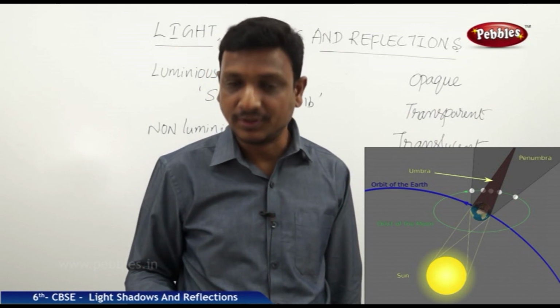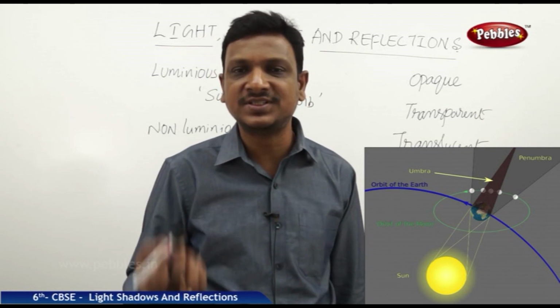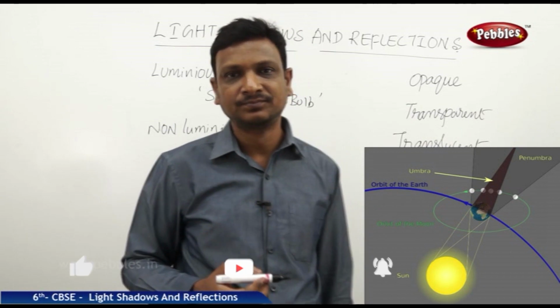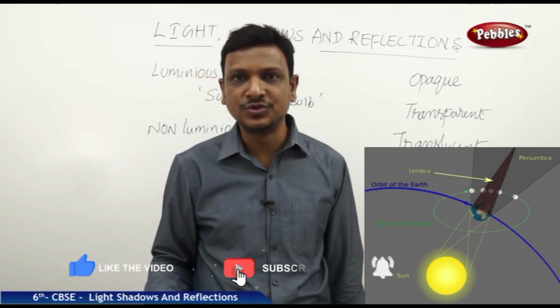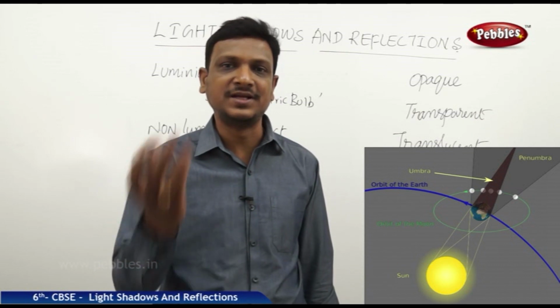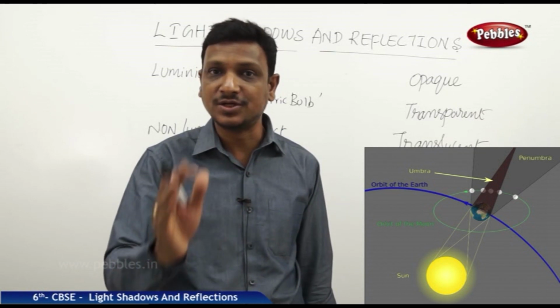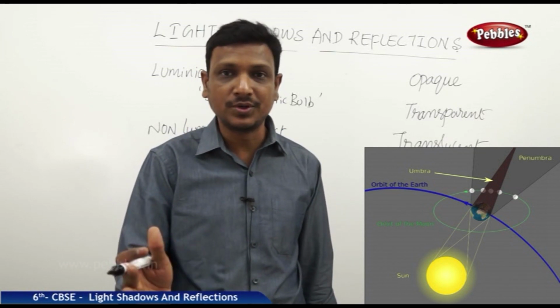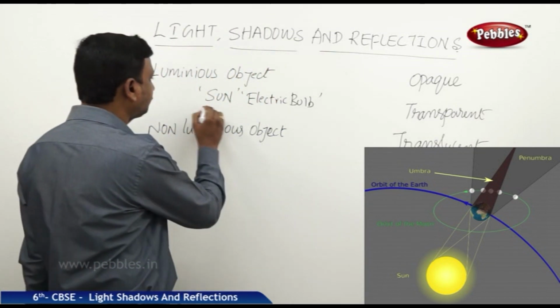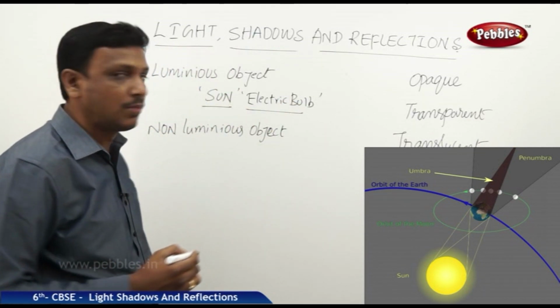Moon, can you say moon? No. Moon does not produce any light on its own. Moon is just reflecting the light of sun. The sunlight falls on the moon, so the moon shines. The moon is reflecting the light of sun. It's not emitting the light. It's not producing light of its own. So moon you cannot say is a luminous object. Sun and electric bulb are examples of luminous bodies.